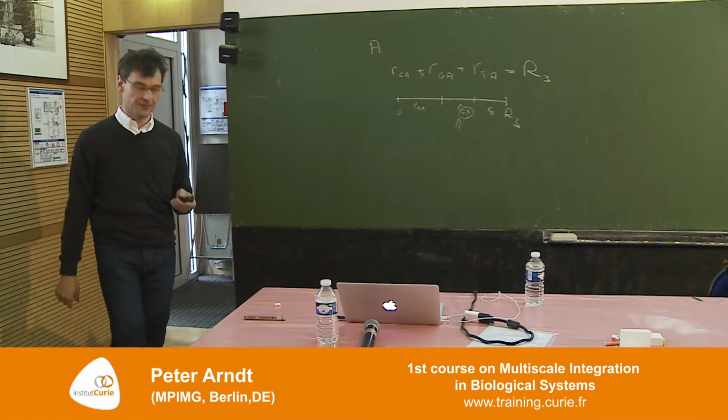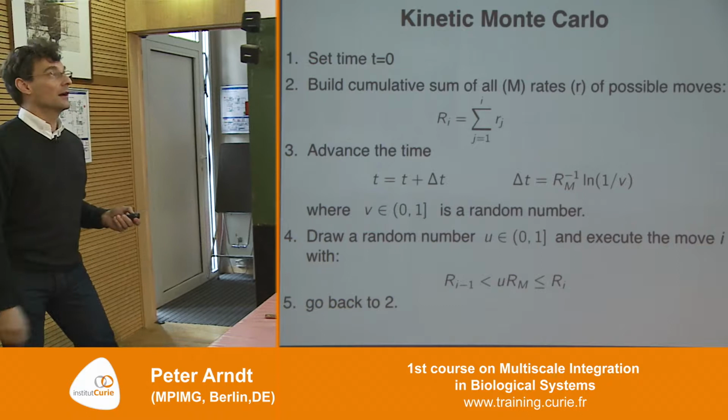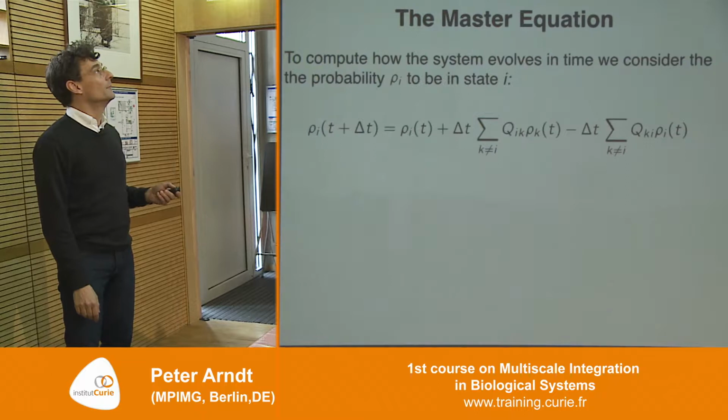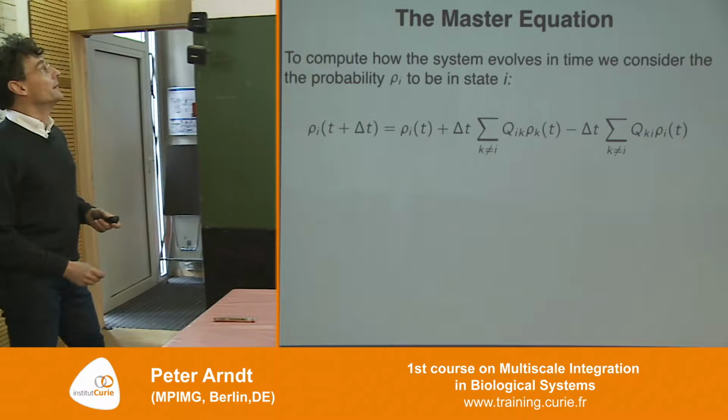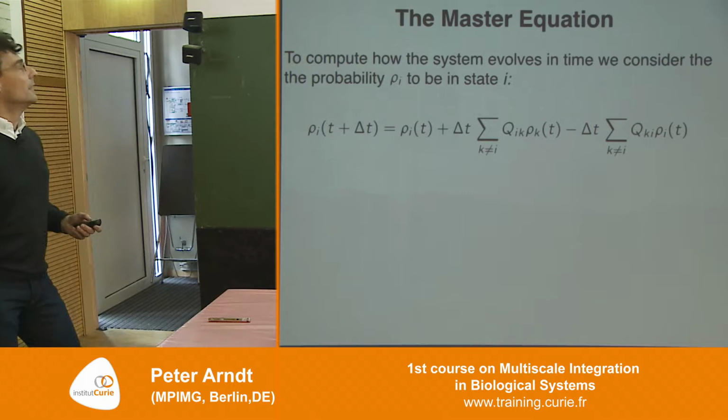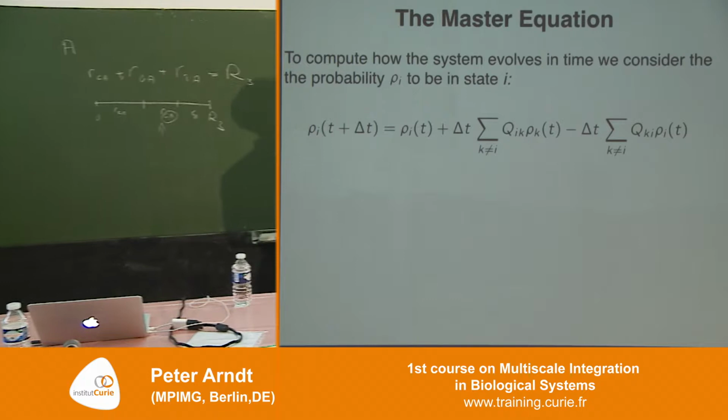So this is known as kinetic Monte Carlo, where you can read in books and Wikipedia about it. But as a physicist, of course, you want to do some equations. And here I just want to derive now the master equation. So what you do here is, you define a state vector, which I call rho now.